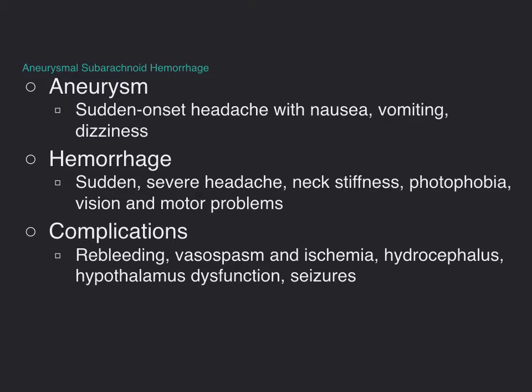So an aneurysm in the brain typically takes place in the subarachnoid area. It results in a sudden onset headache with nausea, vomiting, and dizziness. It results in hemorrhage, and so this causes sudden severe headache, neck stiffness, photophobia, vision, and motor problems. An aneurysm, as you recall from talking about it in the cardiac system, is a bulge at the site of a localized weakness in the muscular wall of an arterial vessel.